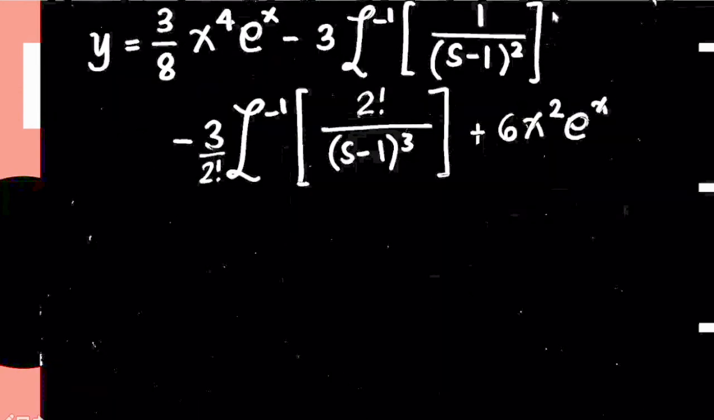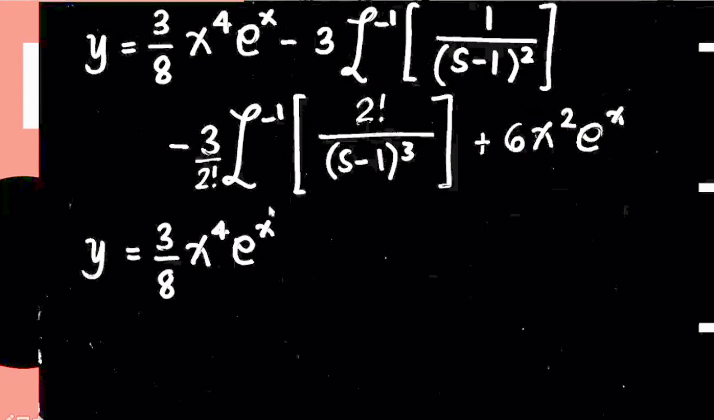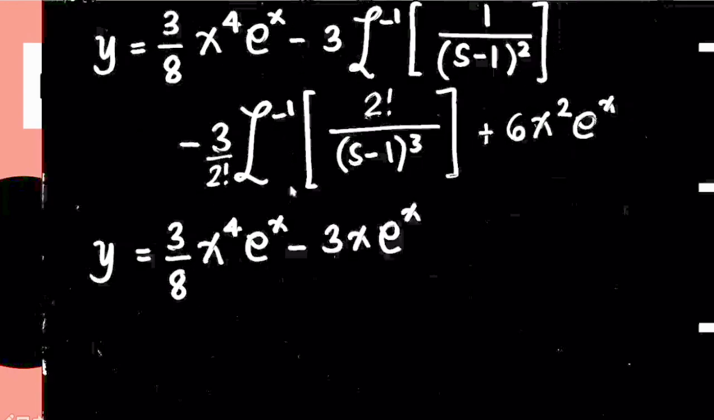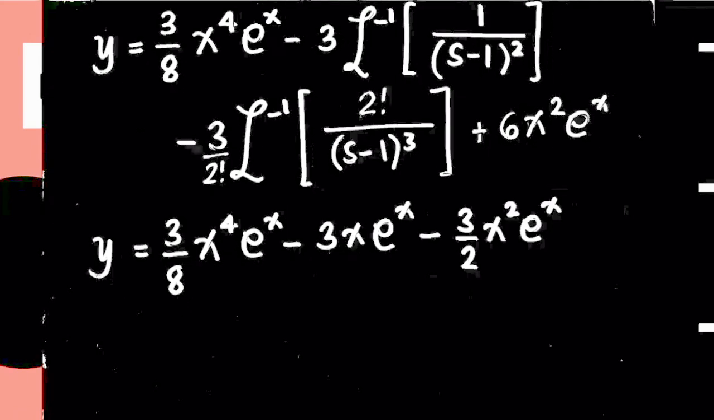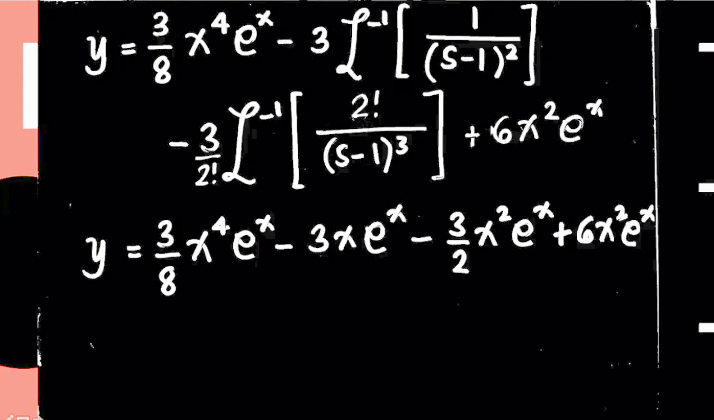Now we find the inverse of these last two terms. So you copy the first term, second term will be 3. Ano yung n natin dito? 1. Okay, so 3x. So minus 3x e raised to x. And this term here is you have 3 over 2 factorial is 3 halves. So minus 3 halves x squared e raised to x. And you copy the last term, which is 6x squared e raised to x.